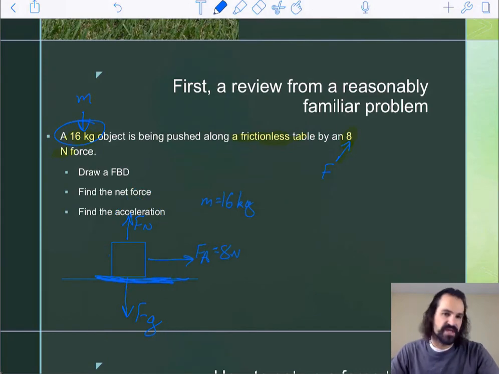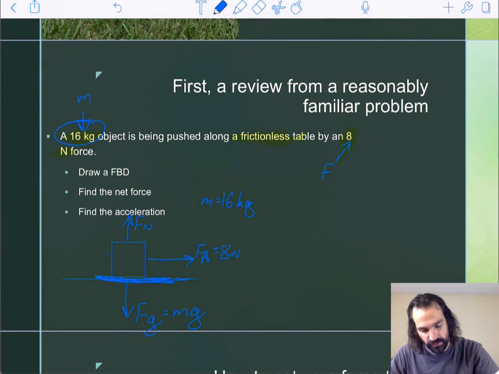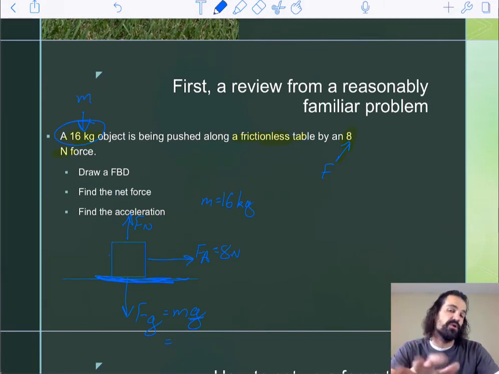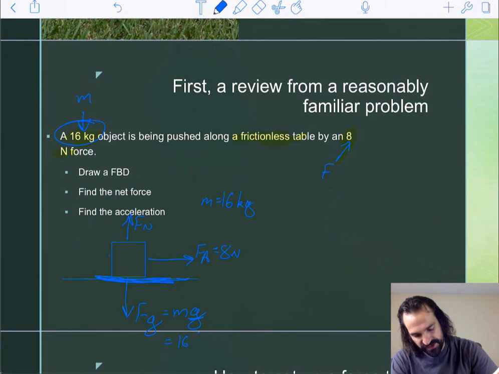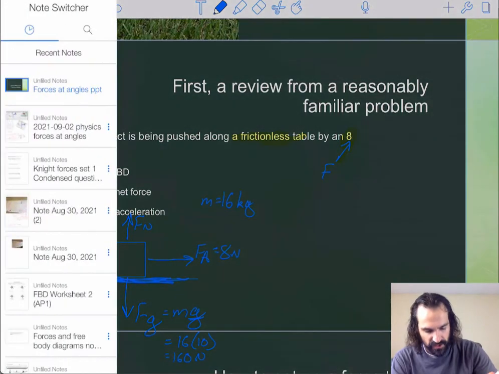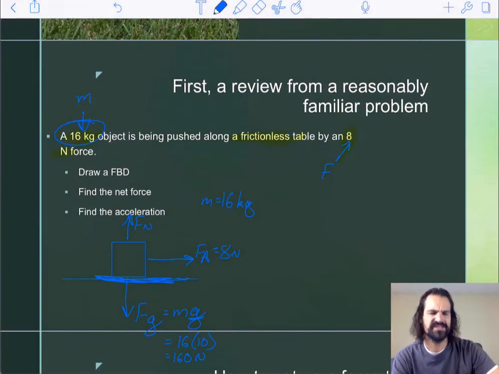By the way, we should just take a minute and calculate them. If you aren't familiar with how to calculate the weight of an object, the force of gravity, well, it's mass times gravity, which is 16 times 10. By the way, for all of these problems, assume gravity is 10. So 16 times 10 is going to give us a weight of 160 newtons. Cool. And it's down, so I'm going to make sure that, hey, that's a negative vertical 160 newtons.